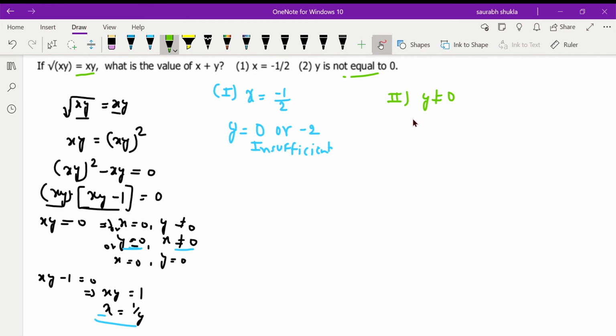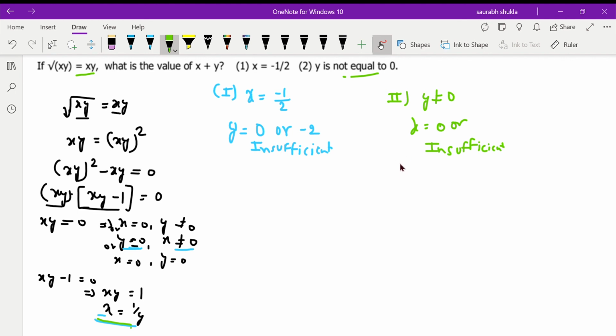Now from this information, can we get the value of x? Again, x could be 0, or there are infinite possibilities for the y value, right? Since x and y are reciprocals of each other, there are actually infinite possibilities for x. So clearly this statement does not give us any definite answer for x plus y. So for that reason, even statement 2 alone is not sufficient. Okay, so this is insufficient.